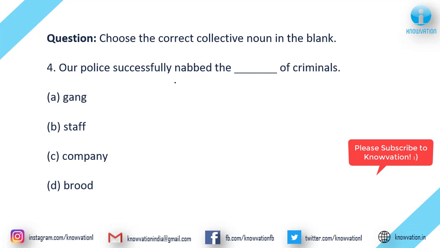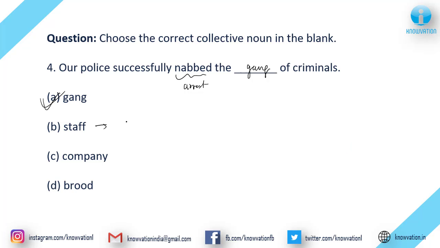So friends, nabbed here means to arrest, and for criminals we generally use the collective noun of gang. So A is my correct answer. Let's look at other options also. So staff is generally used as a collective noun for a group of employees. Then company is again used for a group of soldiers, and it is also used for parrot, specifically parrot bird. And brood, it's used for a group of chicken or chicks.